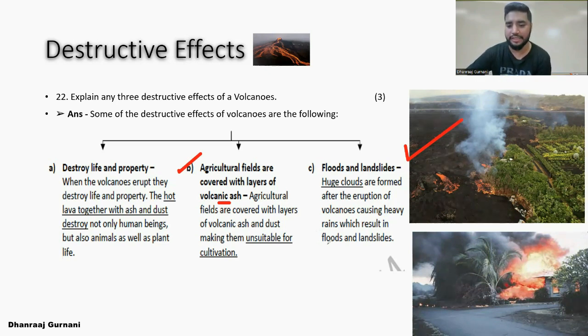And finally, floods and landslides. Huge clouds are formed after eruptions of volcanoes, causing heavy rains, which eventually results in floods and landslides as well. We had said this before also. Following volcanoes, there is rainfall. If the rainfall is too high, then it results in floods and landslides as well.